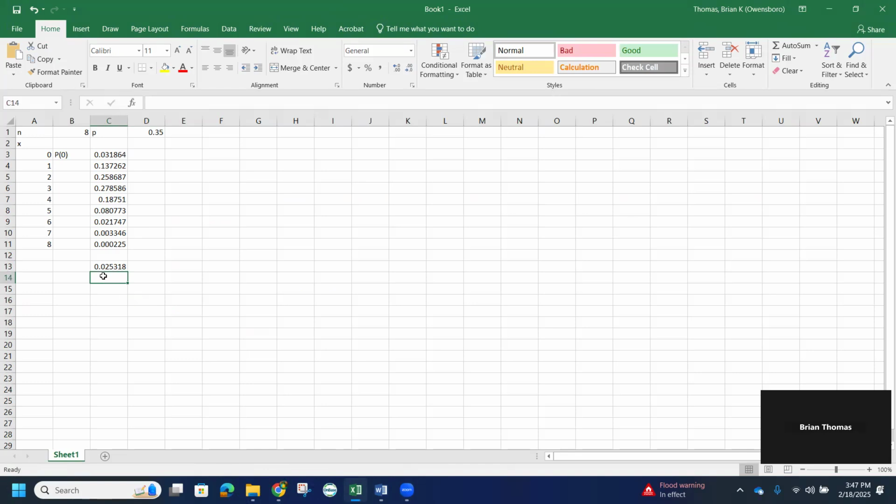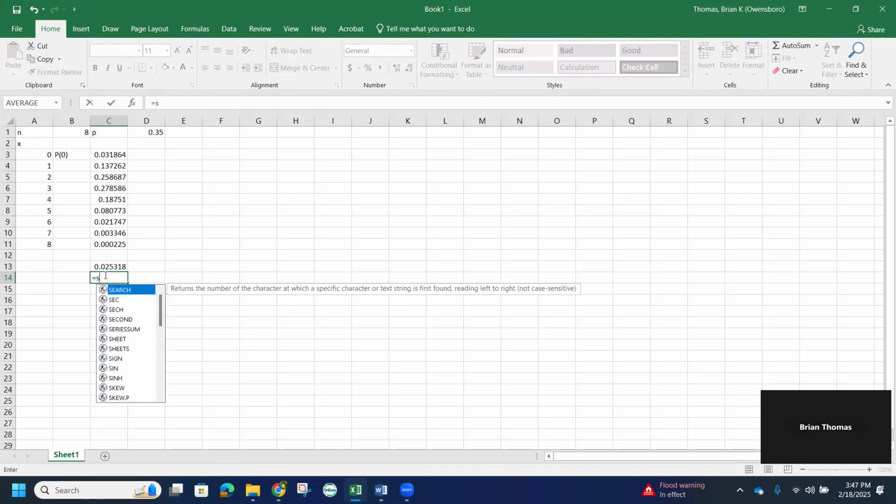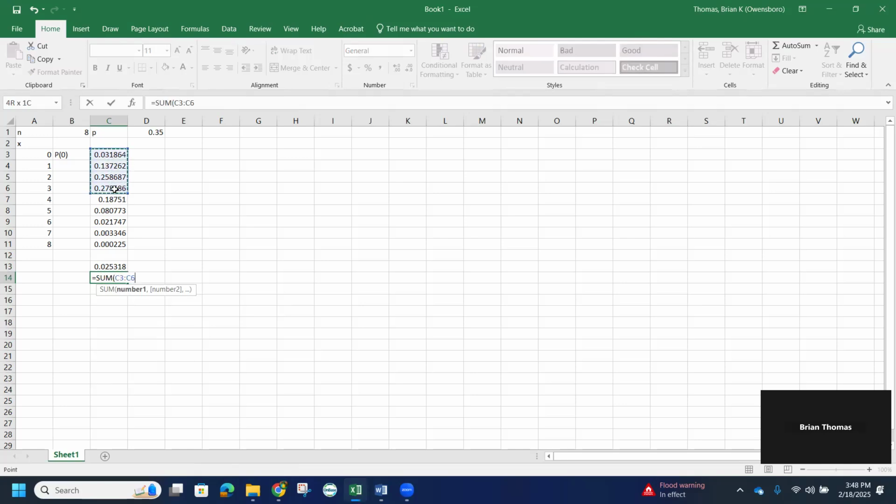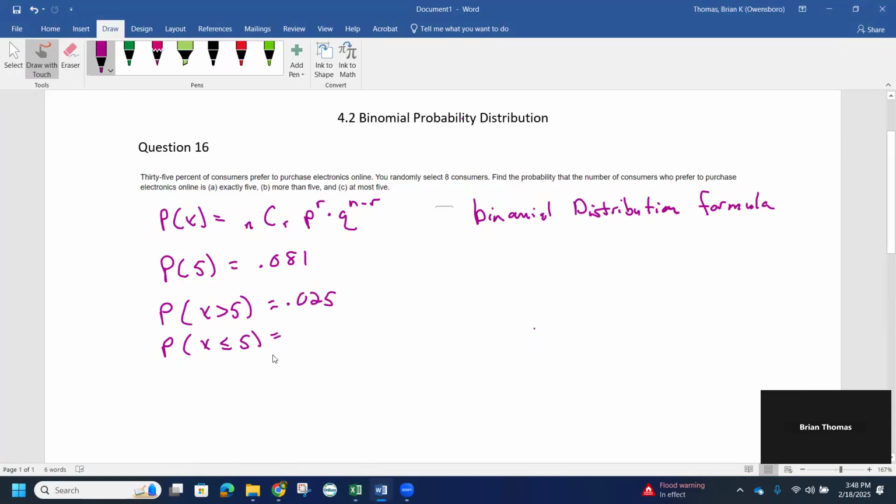So if I hit the sum here, then I can drag in 0 through 5, and it'll add those up for me. Hit enter, and then it'll give me that probability of 0.975. So 0.975.